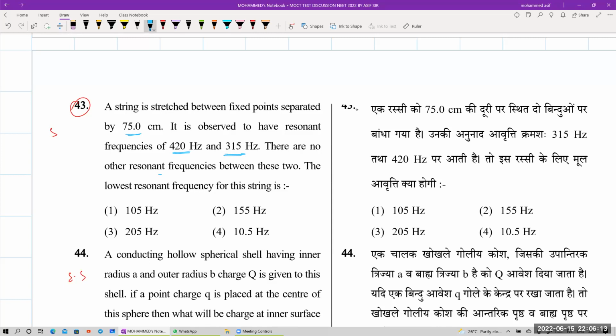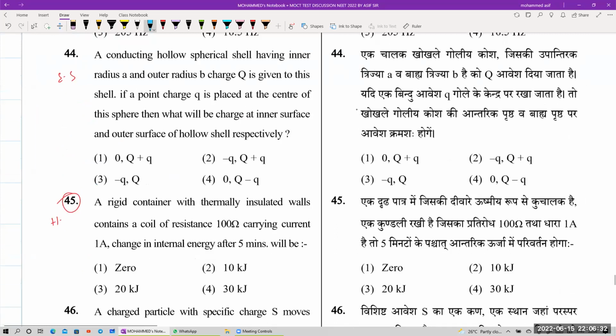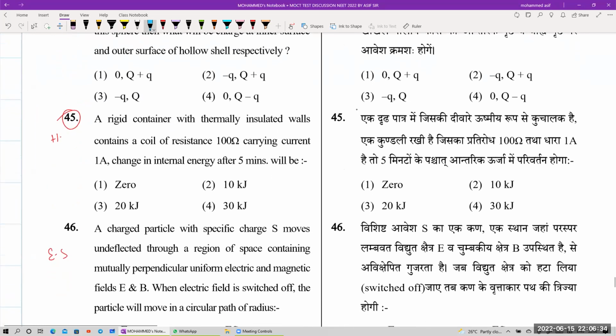Okay, 420 है, 315 है, length दे रखा है. So fundamental frequency will be equal to your (n+1)th frequency minus your nth frequency. And this one is 420 minus 315. दोनों का difference. So that will be equal to 105 hertz. So 105 hertz will be present in between that. Direct question. Then 45 is your heat question. Here 45 we can do it out.